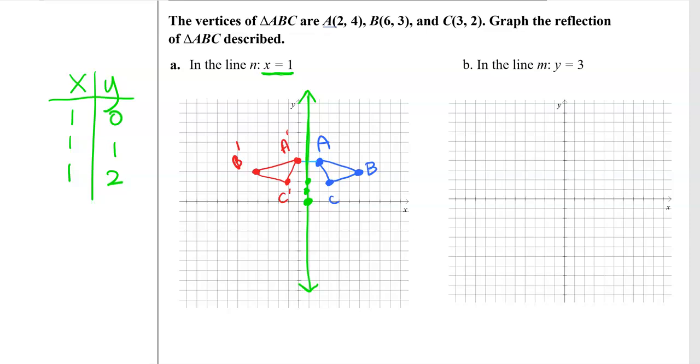So why don't you try number 2 first? Why don't you go ahead and graph, actually letter B, I guess. Go ahead and graph the same triangle and try to reflect over the line y equals 3. So maybe pause the video, see how far you can get, and then resume the video when you either get done or if you feel like you get stuck.